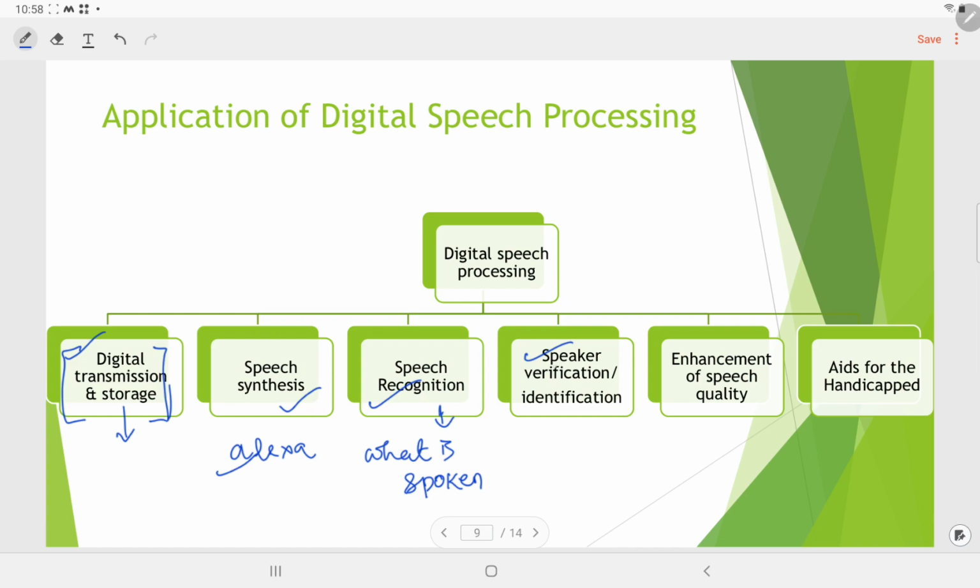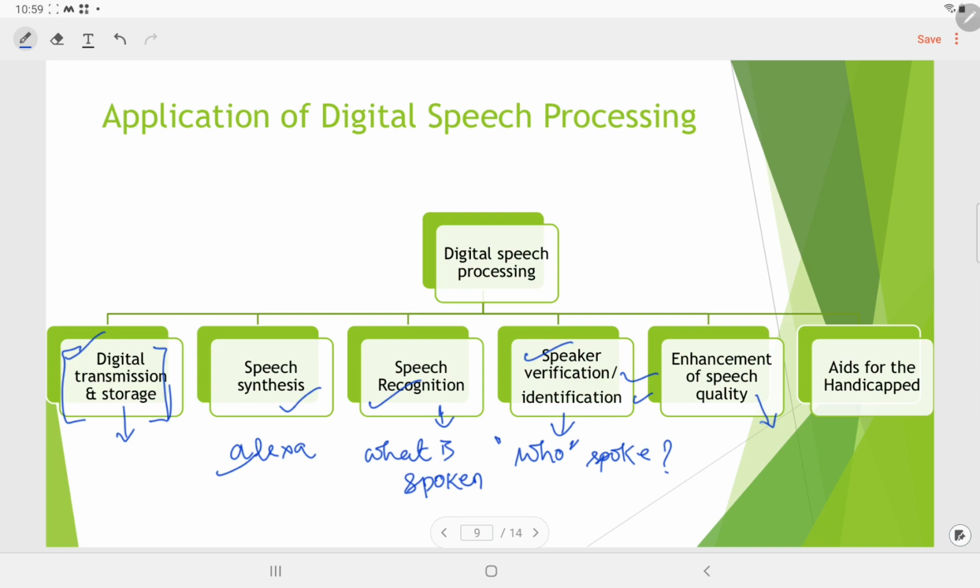Okay. Then in speaker recognition, we are more concerned with who spoke it. So, this is the main difference between speech recognition and speaker recognition. Apart from that, you will find the application in verification as well as in identification, because the speech of each human being has its own signature. So, that can be used for verification as well as for identification.